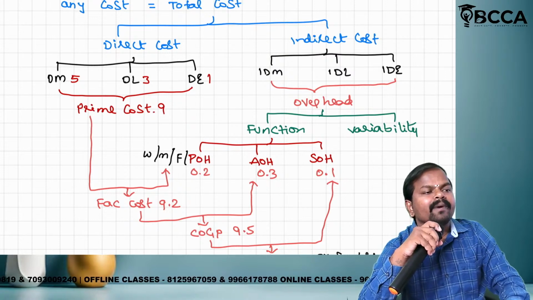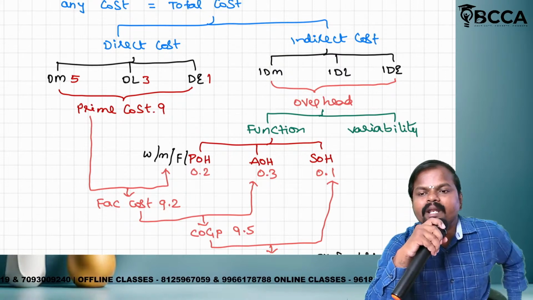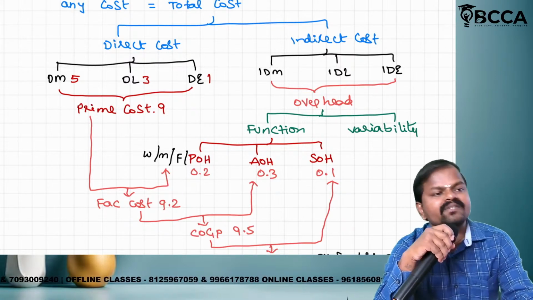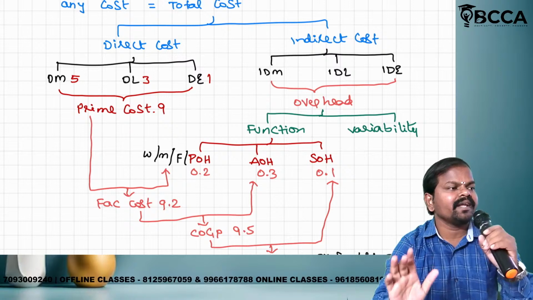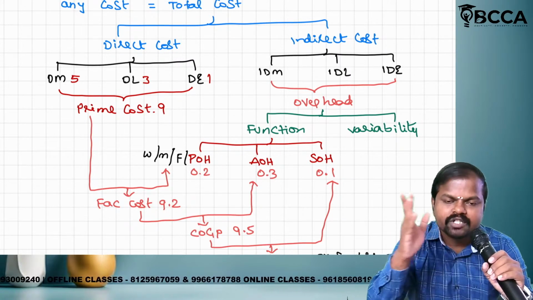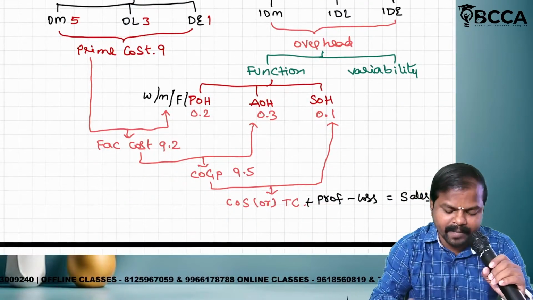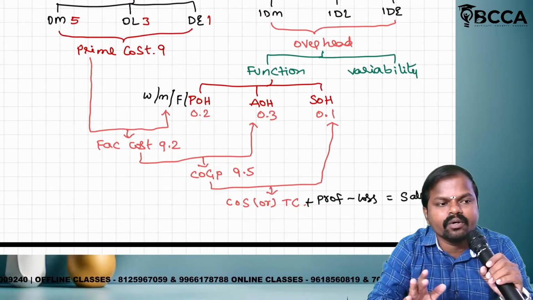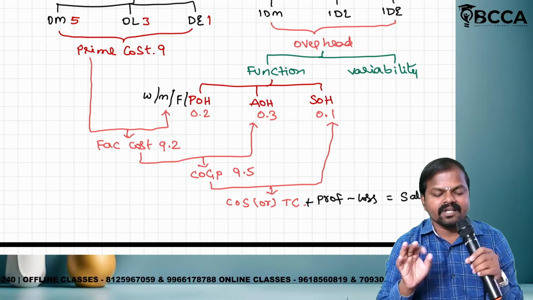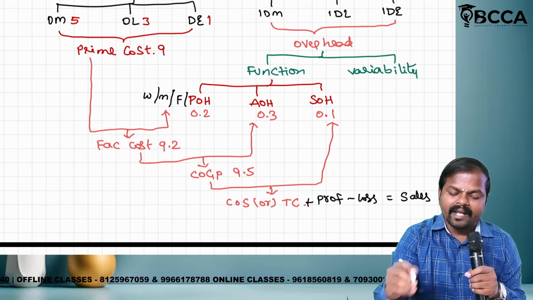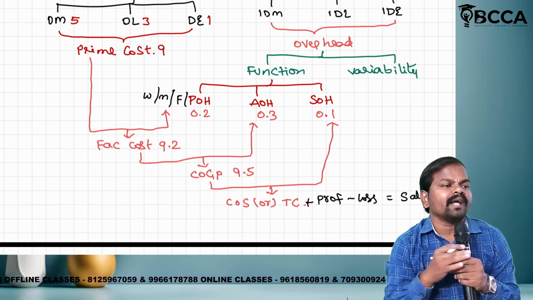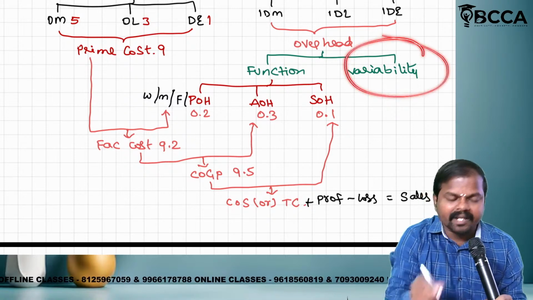Which name should be remembered? All the names should be remembered. Sometimes the question paper will specify manufacturing overhead, sometimes production overhead, sometimes factory overhead. Clear? Prime cost plus POH is equal to factory cost. Factory cost plus AOH is equal to COGP. COGP plus SOH is equal to cost of sales, or total cost. Plus profit minus loss is equal to sales.